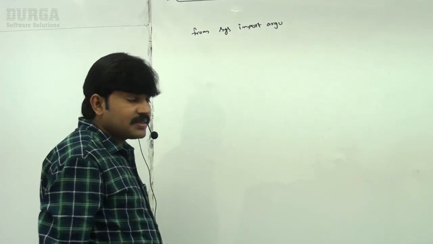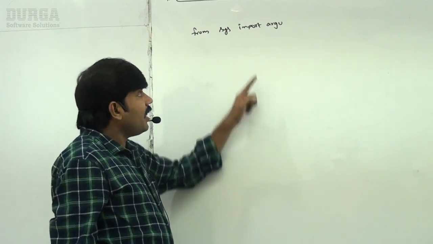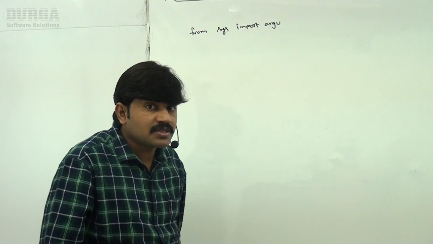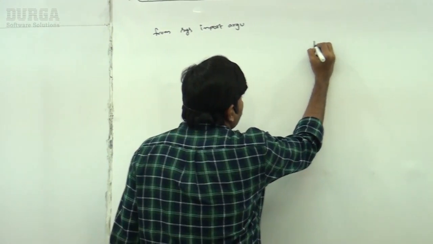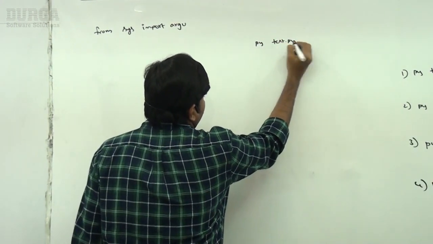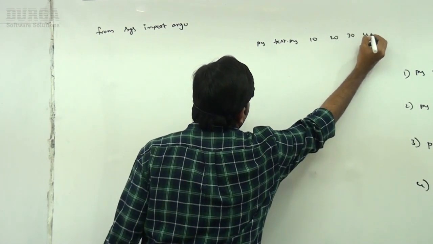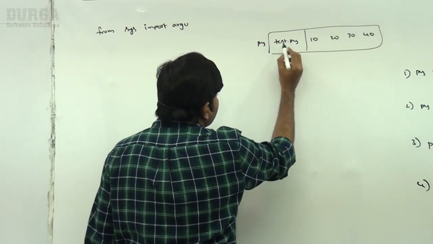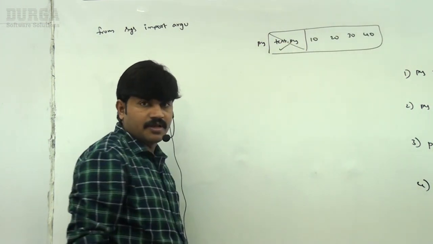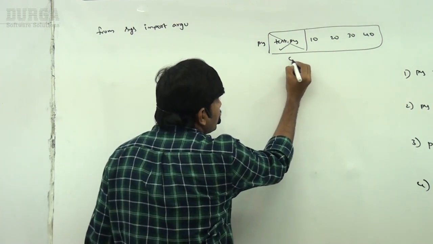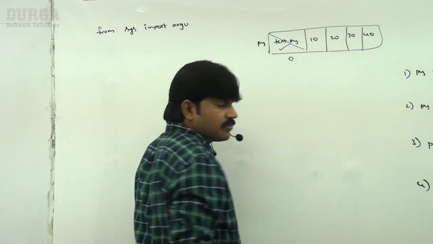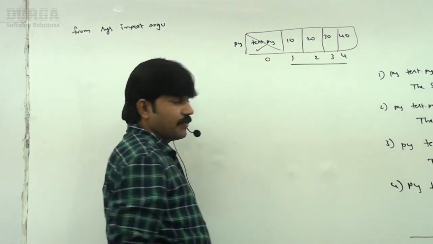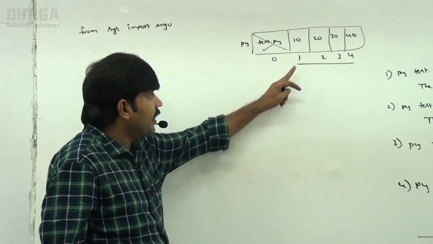Now the next thing, take very special care. In argv, the first command line argument is always what? Suppose I am passing py test.py 10, 20, 30, 40. Then which one will become the first command line argument? Yes, this test.py will become the first command line argument. I don't want to consider the 0 index value. I want to consider the values from index 1 only. Remember this one.